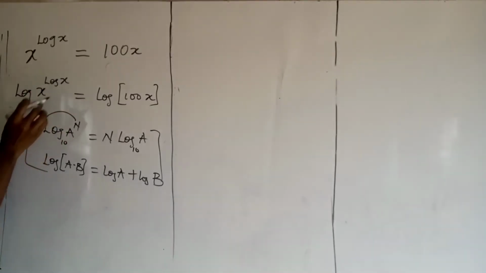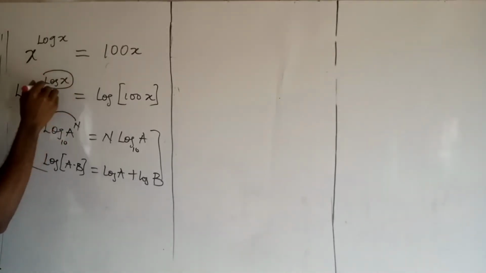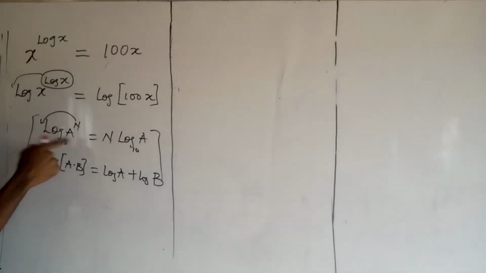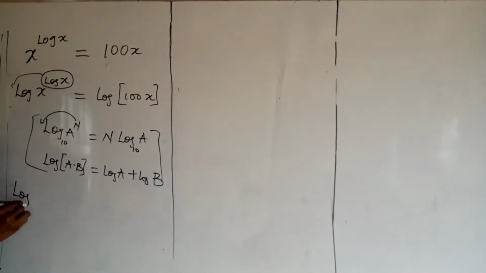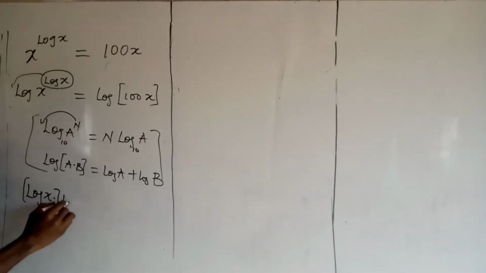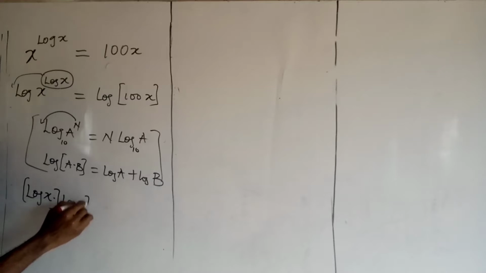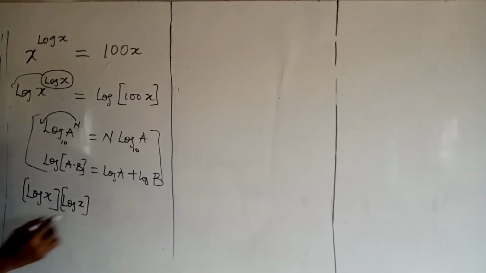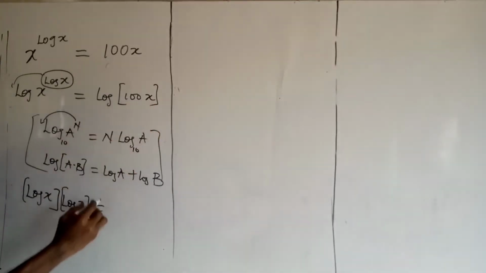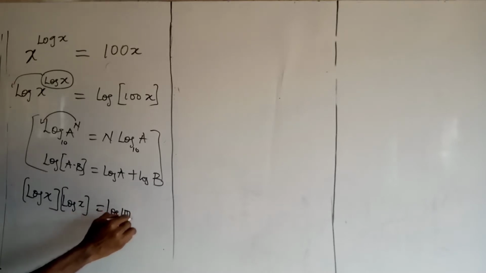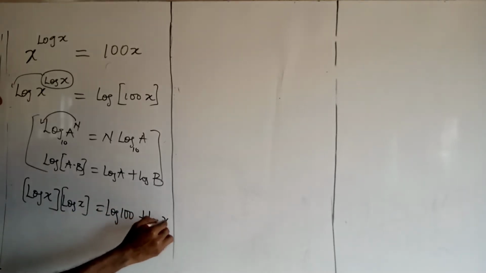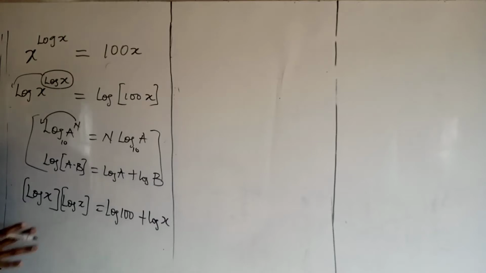So you can see that this exponent here is going to fall behind because of this first law. So I have now log x times, that's this guy falling behind. Let me put them in the bracket. So I have log x times log x, equal to, then I'm going to split up this guy, so I have log 100 plus log x. Yes, okay, that is what it is.